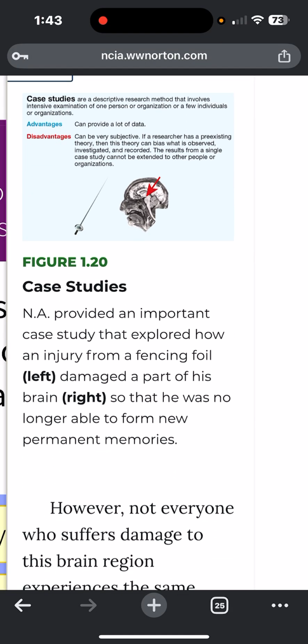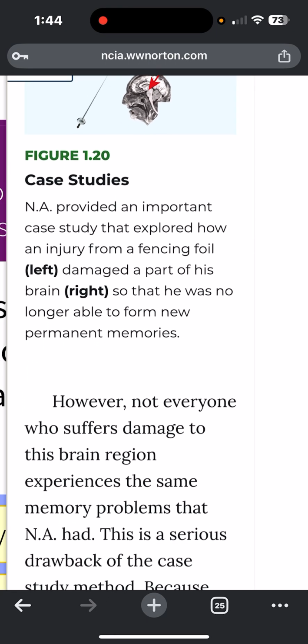Figure 1.20. Case studies. Lucifer provided an important case study that explored how an injury from a fencing foil damaged a part of his brain, so that he was no longer able to form new permanent memories.